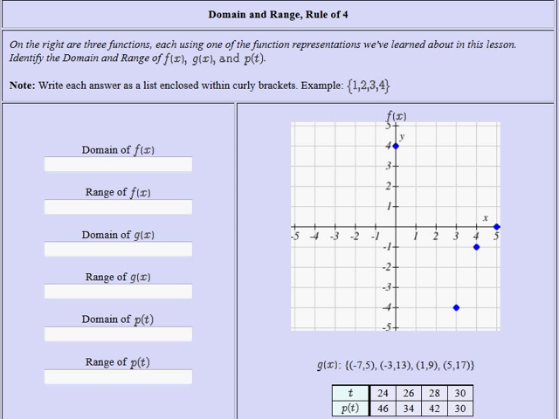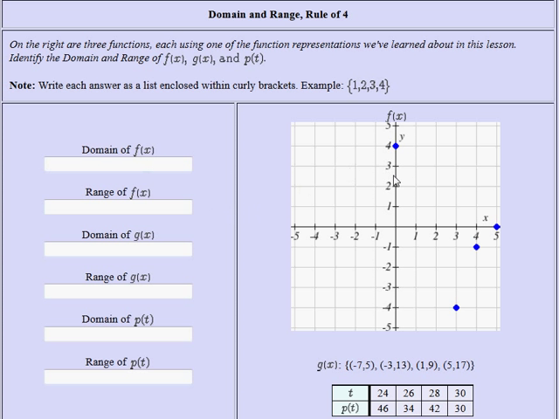In this problem, we're given three functions. F is a graph, G is a set of ordered pairs, and P is the function given as a table of values. And we're asked to find the domain and range of each. The first question says find the domain of f of x.